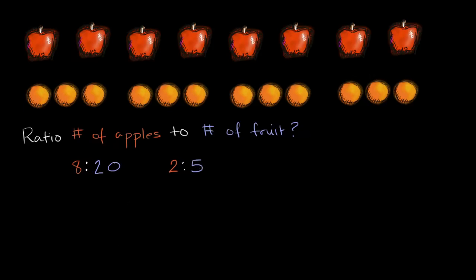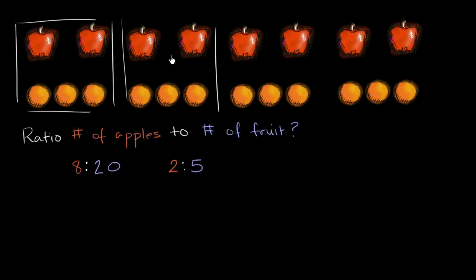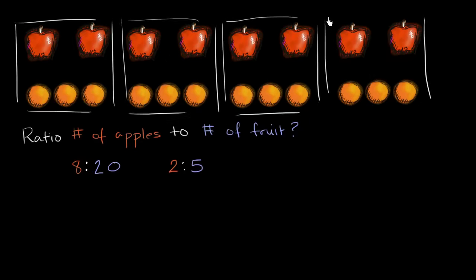Well, if we divide everything into groups of 4, or if we divide into 4 groups, I should say. So 1 group, 2 groups, 3 groups, and 4 groups. And that's the largest number of groups that we can divide these into so that we don't have to cut up the apples or the oranges. We see that in each group, for every 2 apples, we have 1, 2, 3, 4, 5 pieces of fruit. For every 2 apples, we have 5 pieces of fruit.